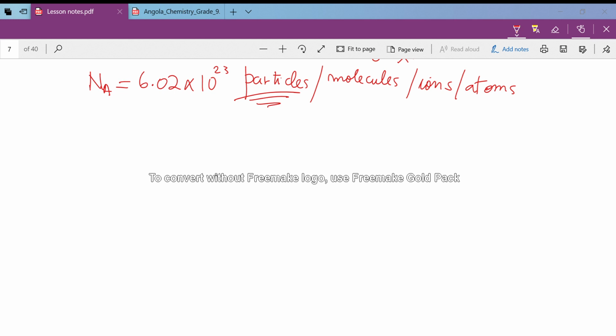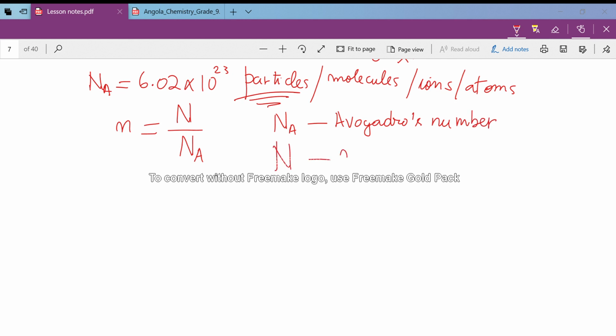Sometimes the question will be specific, and the formula we have is number of moles equal to number of substance divided by Avogadro's number. So remember that Na is Avogadro's number, and N, capital N, is number of substance, and of course, lowercase n is number of moles.